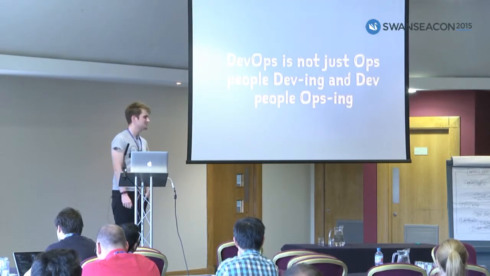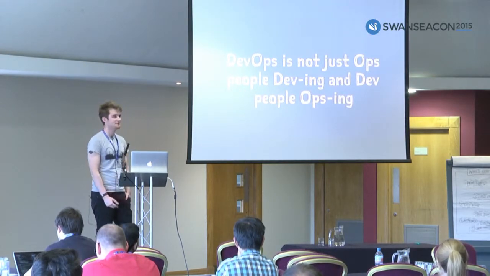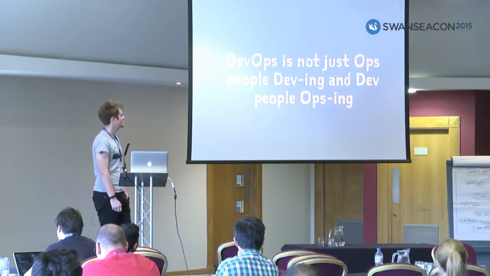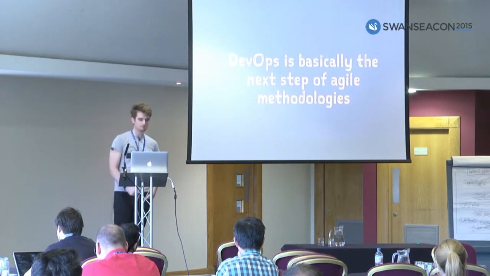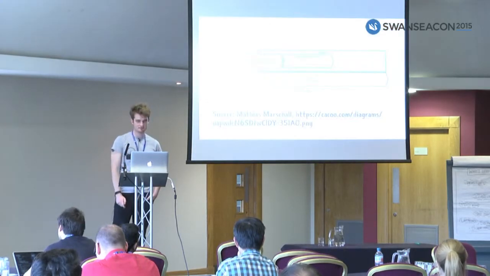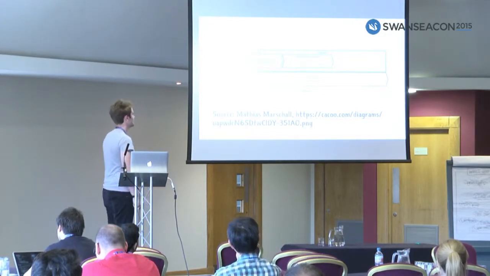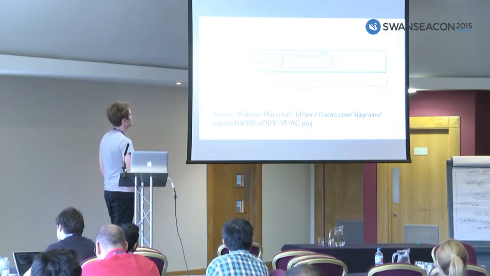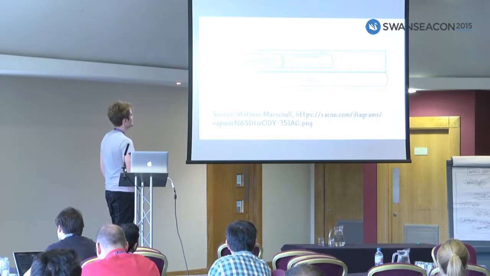So a common misconception, and it doesn't really help that the name itself is a little bit of a misnomer: DevOps is not just ops people doing dev and dev people opsing. It's mainly the next step of Agile methodologies. There's a nice little diagram here from Matthias Marschall, who works for Chef right now. The idea is that DevOps is this last container here.